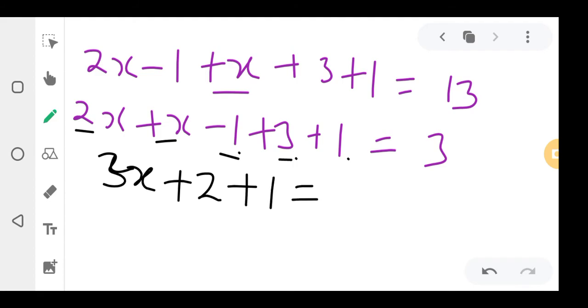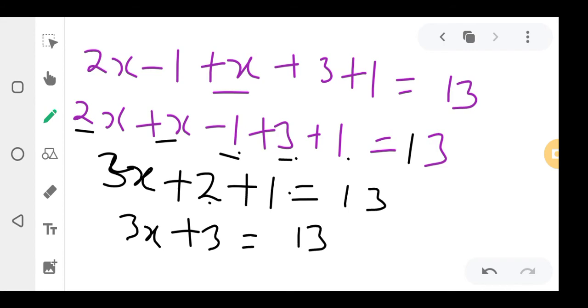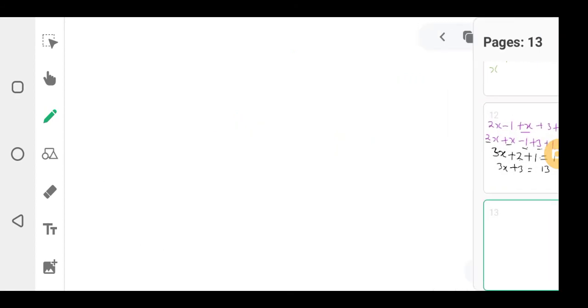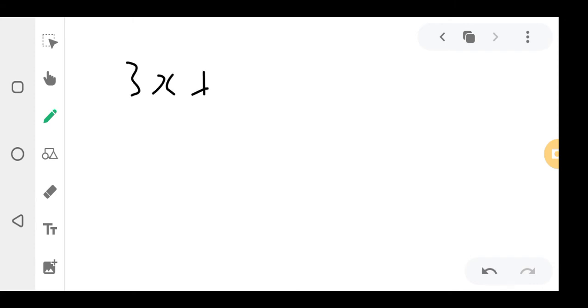I drop it down here. 13 there. So it will be 3x. This one plus this one is 3, is equal to 13. And then that is 3x plus 3 is equal to 13.